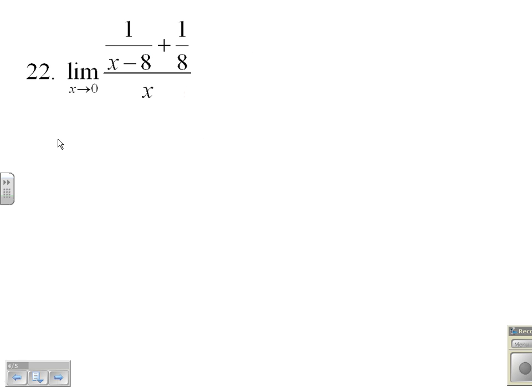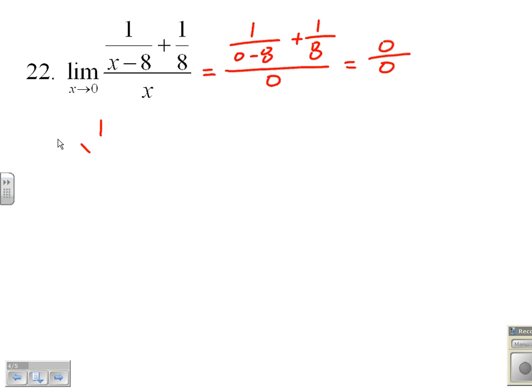So we learned to look for our messes. And right here, I certainly see a mess in that we have compound fractions, but let's go ahead and give direct substitution a try. I put in 0, and I get (1 on 0 minus 8 plus 1 on 8) all on 0, which is negative 1/8 plus 1/8, 0 on 0. I expect there to be a hole in the graph. So I need to clean this thing up.